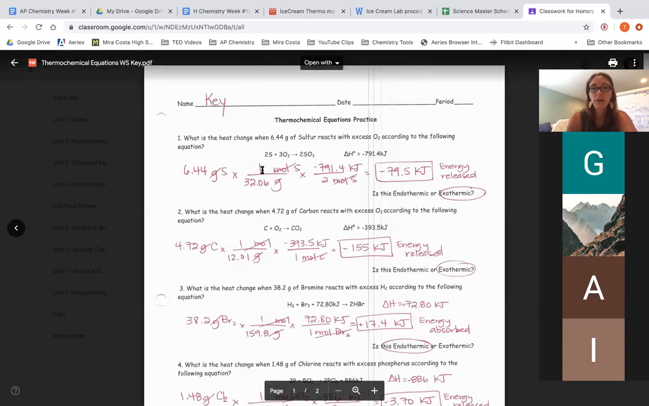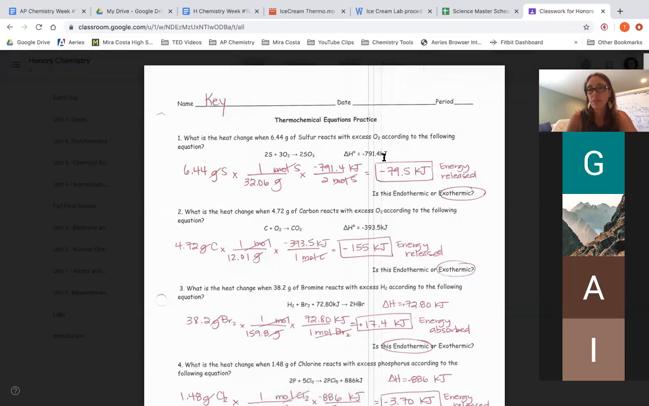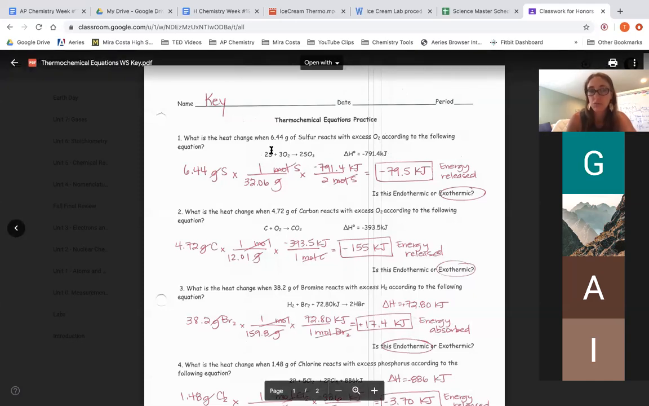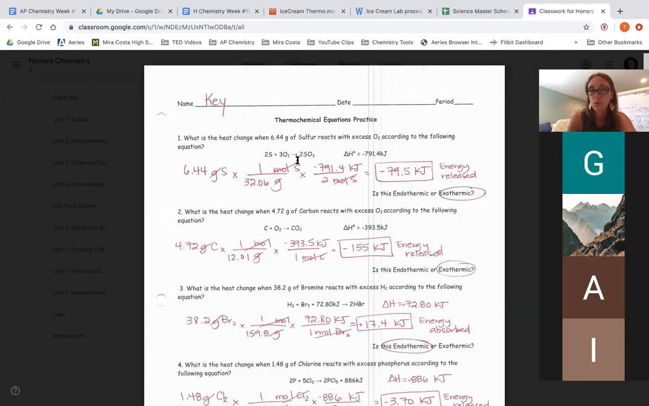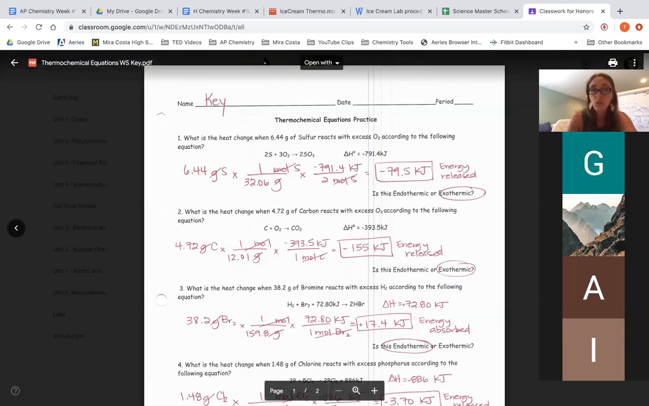So we need to first convert to moles because these units here, even though it just says kilojoules, you can think of it as kilojoules for every 2 moles of sulfur and 3 moles of oxygen and 2 moles of sulfur trioxide. So first thing you have to do is convert from grams to moles of sulfur, which you guys should be able to do, right? When in doubt, always start by converting to moles. So we're going to convert to moles of sulfur first, but then what this actually means is that it's an exothermic reaction and that 791.4 kilojoules of energy is released for every 2 moles of sulfur.